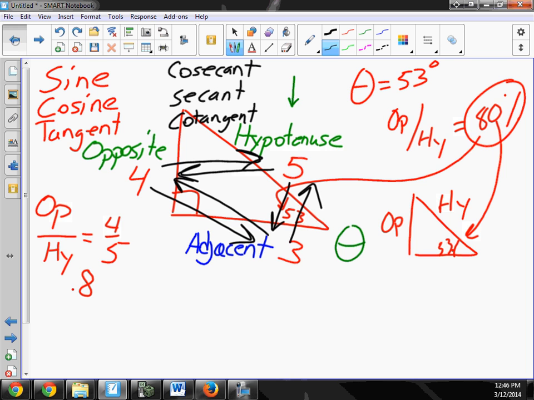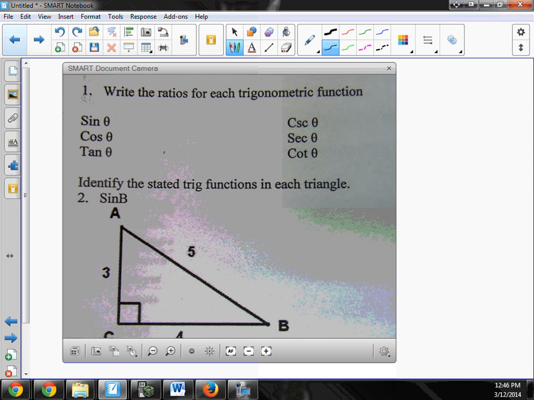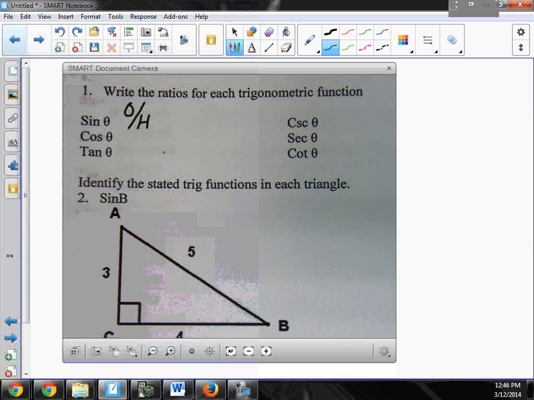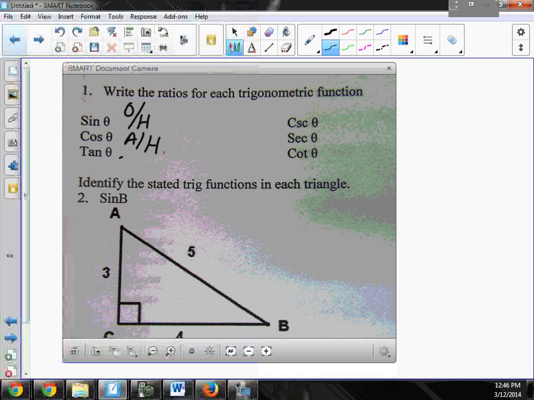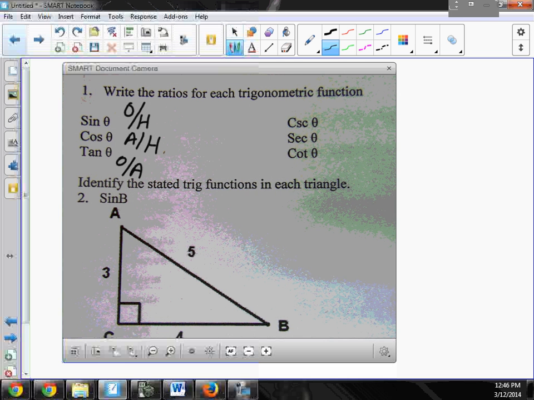So on your worksheet, we have to define all of these. Sine is just O over H. You tell me theta, and I'll tell you what the ratio is. Okay? Cosine is adjacent over hypotenuse, and tangent is opposite over adjacent. Hold on, we'll get there.